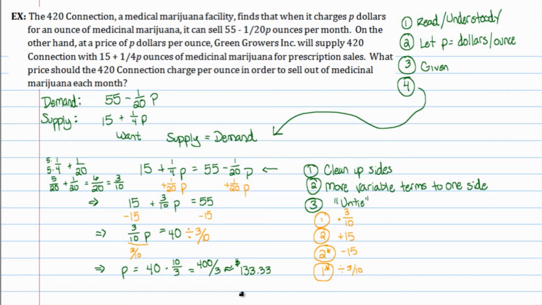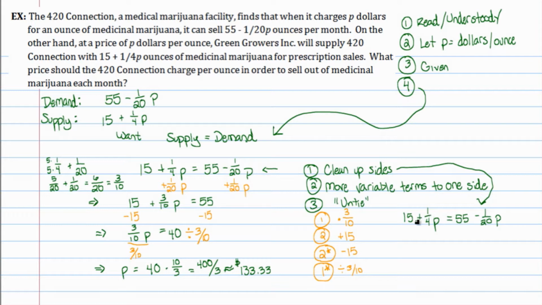Now, I did say that I would show you another way to solve this, a way that I would prefer, actually. A way that I prefer to solve it is, if somebody gives me an equation that looks like 15 plus 1/4 p equals 55 minus 1/20 p. Generally, after I've cleaned up sides, once I get that step done, I tend to look at this and go, this has just a bunch of stuff I don't like.